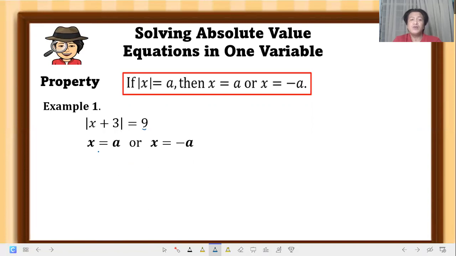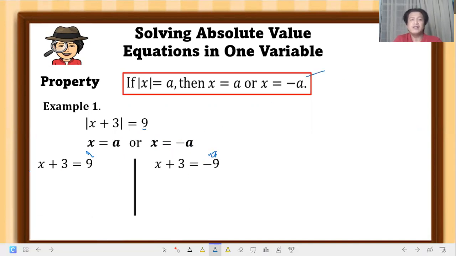Okay, so with that, we can say that x is equal to a or x is equal to negative a. So, gawa tayo ng dalawang equation. Ito yung a natin, ito yung a, at yung isang a naman, magiging negative siya. Okay, ito yung negative a natin. Using the formula, susundan lang natin ito.